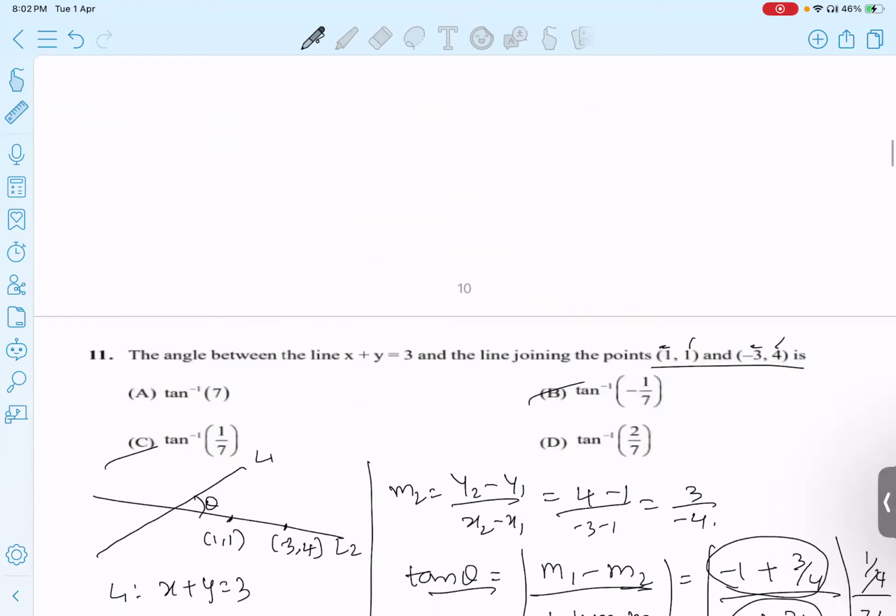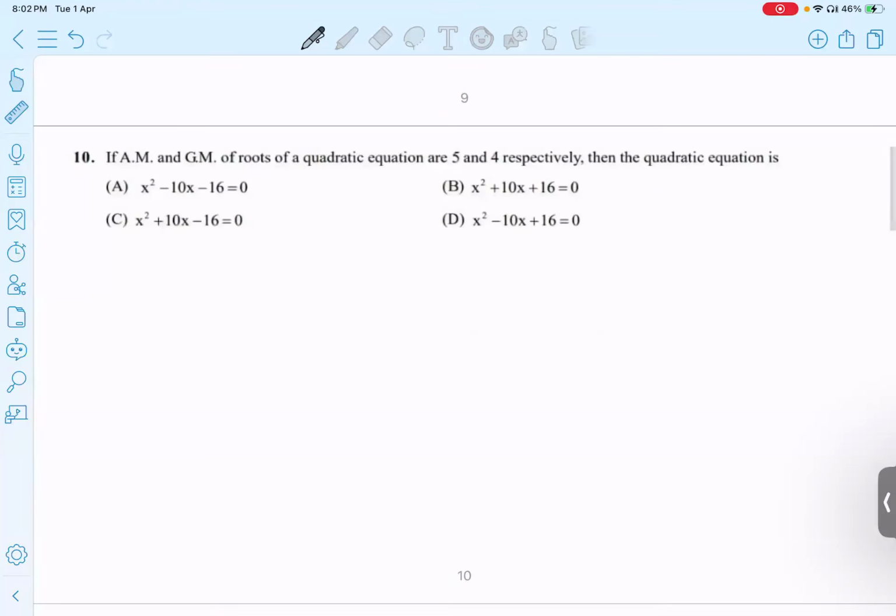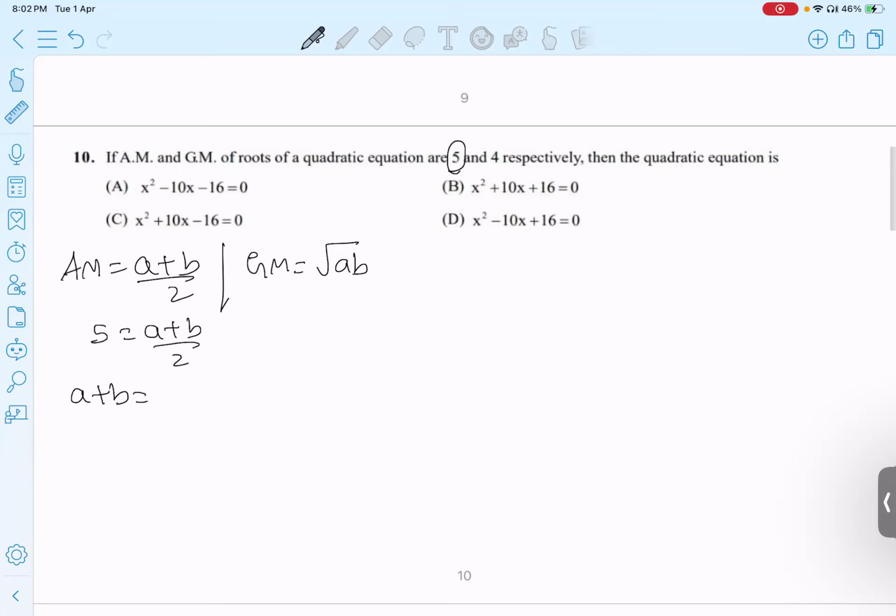Okay, moving on to the next question. Arithmetic mean and geometric mean. It is taken from the sequence and series. What is the arithmetic mean? Arithmetic mean is (a plus b) by 2. What is the geometric mean? It is root ab. So arithmetic mean value, they have given it as 5. So 5 is equal to (a plus b) by 2. So a plus b will be 10. Geometric mean is 4. If I square on both the sides, we'll get ab is equal to 4. Call this as equation 1.